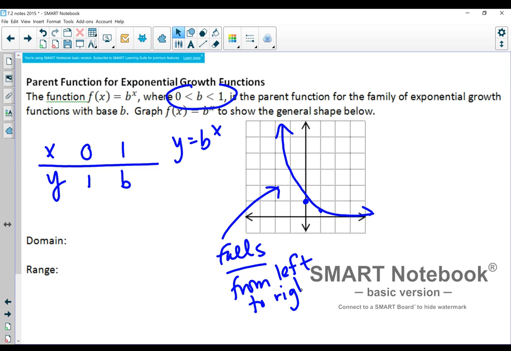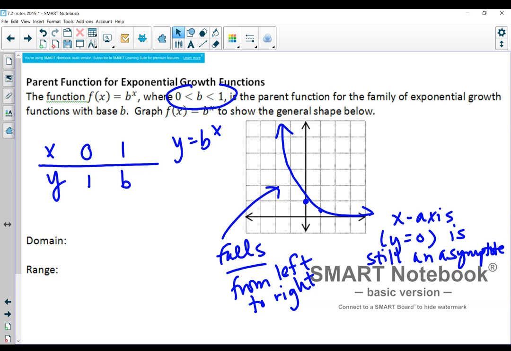It's possible to have a graph that falls from left to right that's not decay, so be really careful. Just because a graph looks like this doesn't mean it's decay. b has to be between 0 and 1, and then a needs to be positive. Again, the x-axis, or y equals 0, is still an asymptote. Our domain is still all real numbers, and our range for decay functions is still that y is greater than 0. So it's just the same basic stuff for exponential functions.